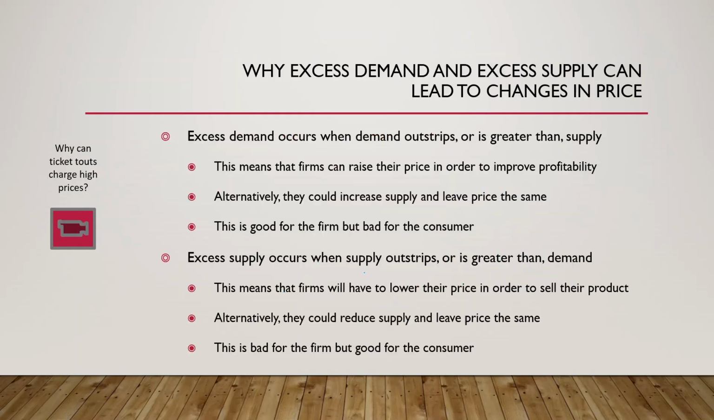So excess supply occurs when supply is greater than demand. This means that firms will have to lower their price in order to sell their product. Alternatively, they could reduce supply and leave price the same. That's common sense, it's just the opposite of what we did here. This is bad for the firm but good for the consumer. This is because they are not willing to buy their products. That is why there is low demand.